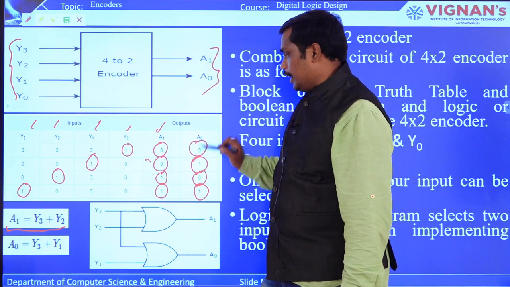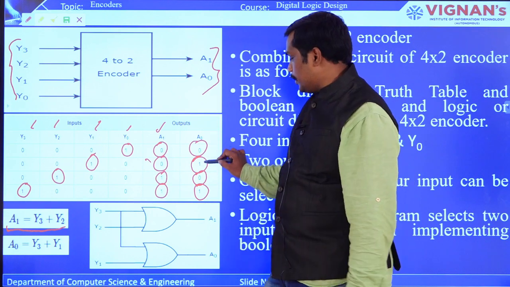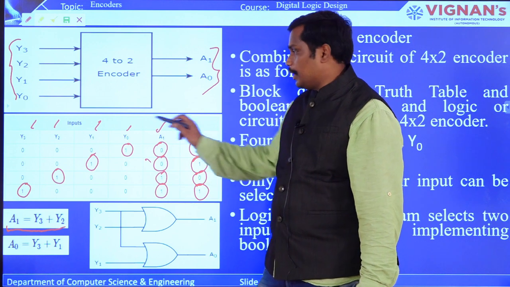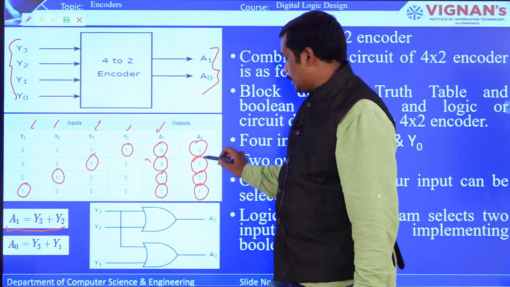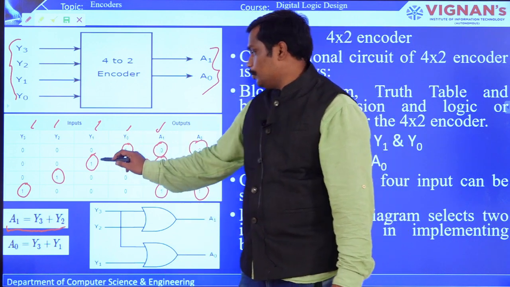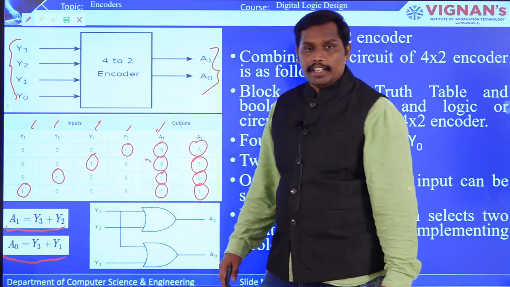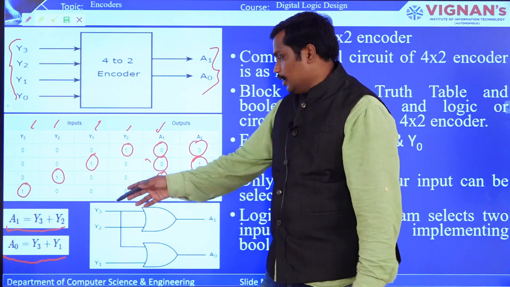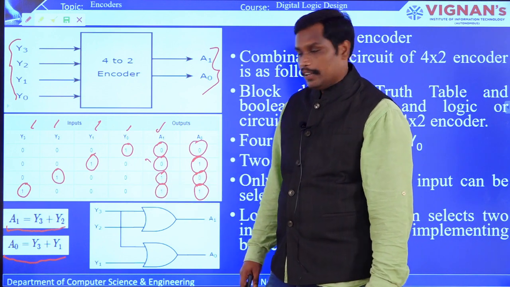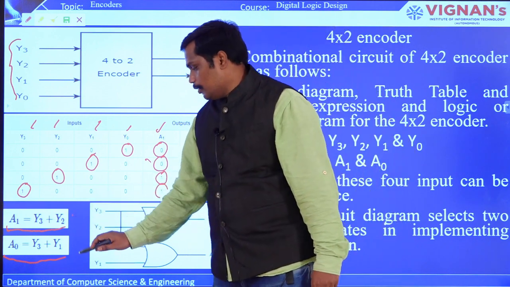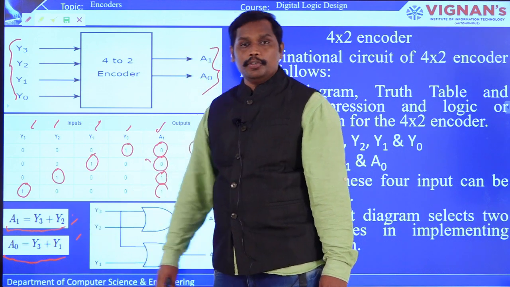In the same way, A0. For A0 also you can see where there is 1, that particular input slot is active. So we can say that A0 is 1 for Y1 and Y3. That is the reason you have derived a Boolean expression, or Boolean function, like A0 is equal to Y3 plus Y1. So based on these two Boolean functions, you are going to have a circuit.